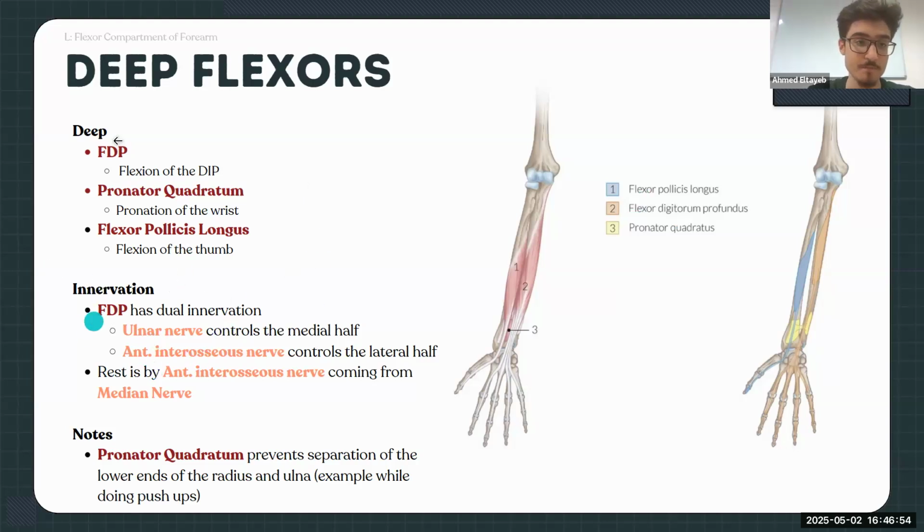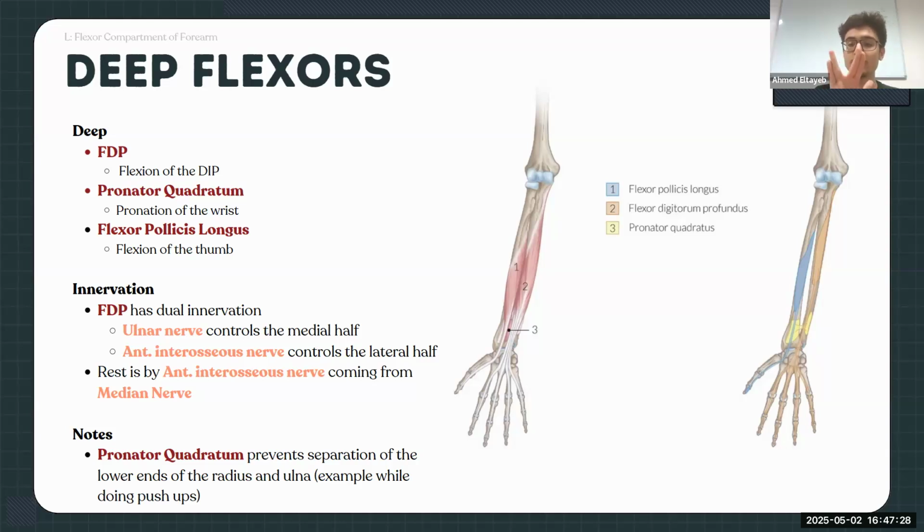And for innervation, all of them are innervated by the anterior interosseous nerve, which is coming from the median nerve. A special case here is the flexor digitorum profundus, which is dual supplied. Basically, you have two nerves innervating the same muscle. You have the ulnar nerve innervating the medial aspect of it, and the anterior interosseous nerve innervating the lateral aspect.